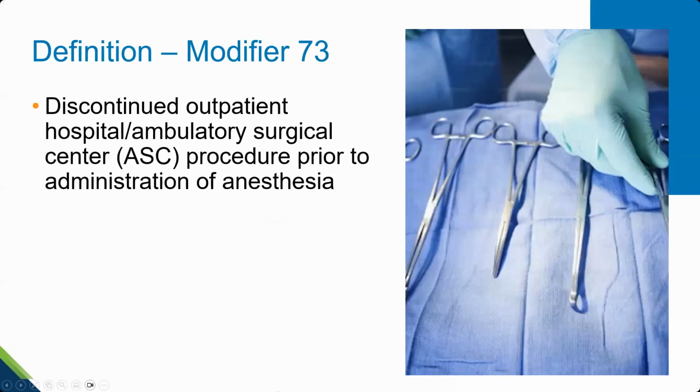Here is the definition for modifier 73. When modifier 73 is appended to a surgery code, it means discontinued outpatient hospital or ambulatory surgical center procedure prior to administration of anesthesia. And that last part of the definition really is important: prior to the administration of anesthesia.